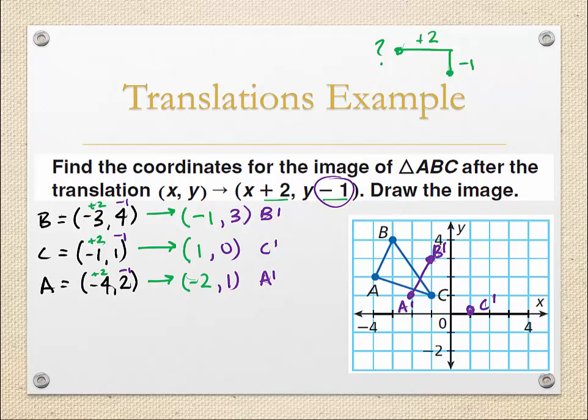If you look, we made exactly the same shape. We just moved every point over 2, down 1, over 2, down 1, over 2, down 1 for every single point.